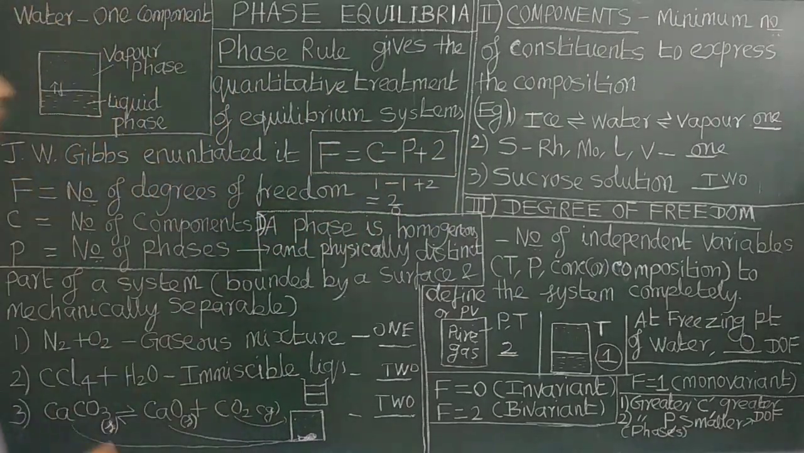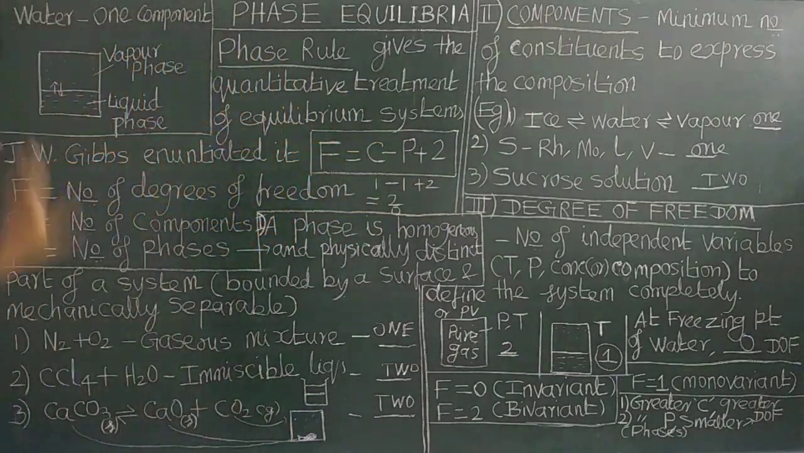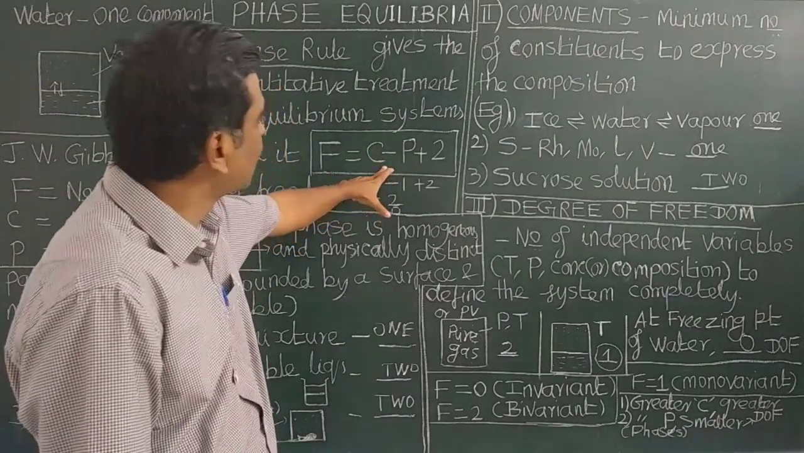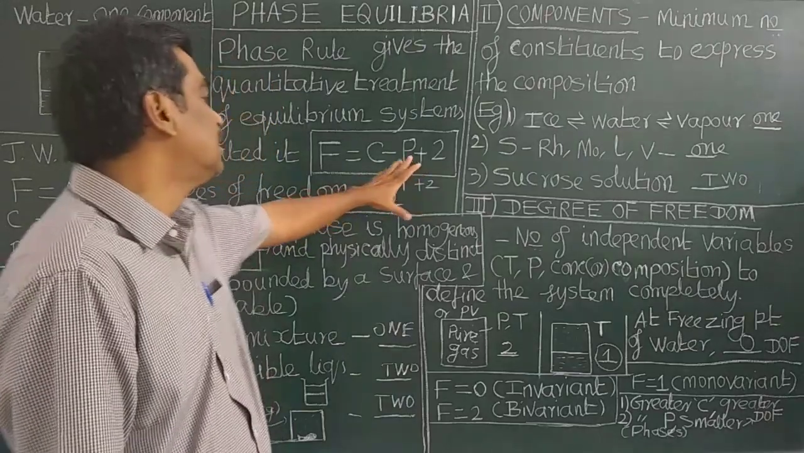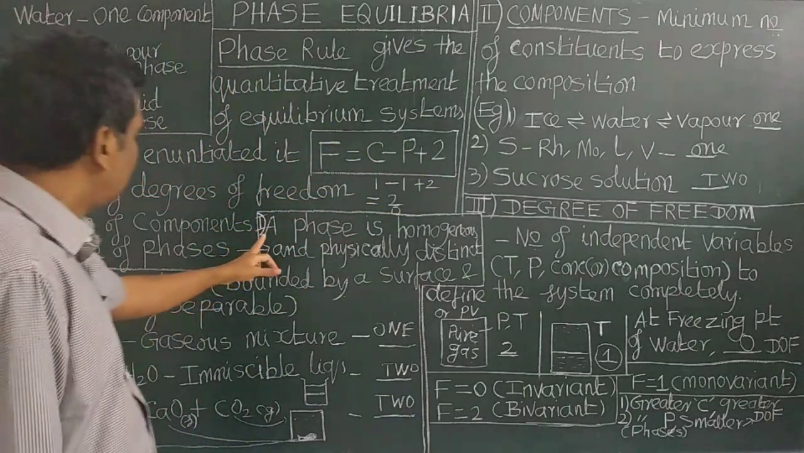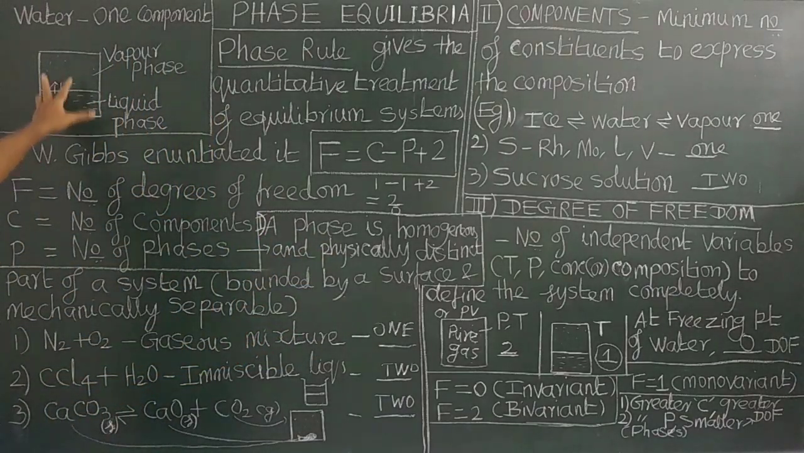Now there are three important terms in this phase rule. They are degrees of freedom, number of components, and phases. Now we will see them one by one. First we will see what a phase is. You are seeing a liquid phase and a vapor phase.